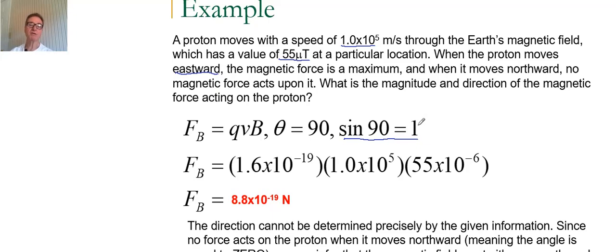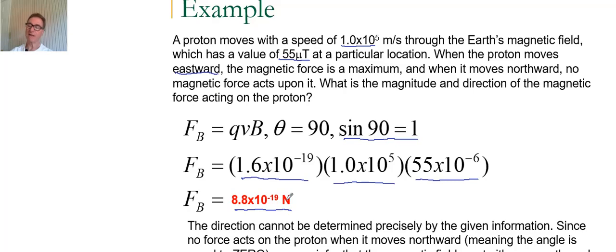So F_B is just going to be QVB times 1. Q is the charge on a proton, 1.6 times 10 to the minus 19th coulombs, times the velocity of that charge, 1 times 10 to the 5th meters per second, times the value of the magnetic field it is traveling through, which is 55 times 10 to the minus 6 Tesla. We multiply these all together, and the force on our charge is going to be 8.8 times 10 to the minus 19th newtons.